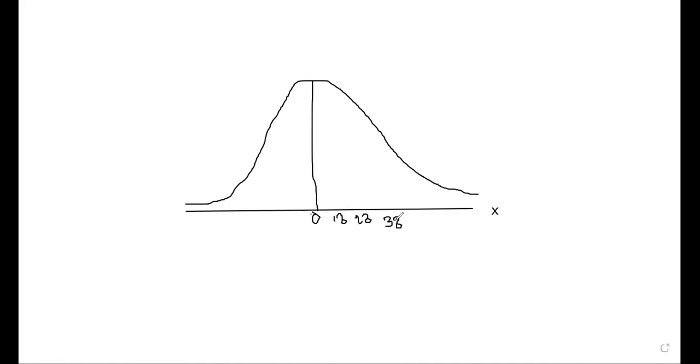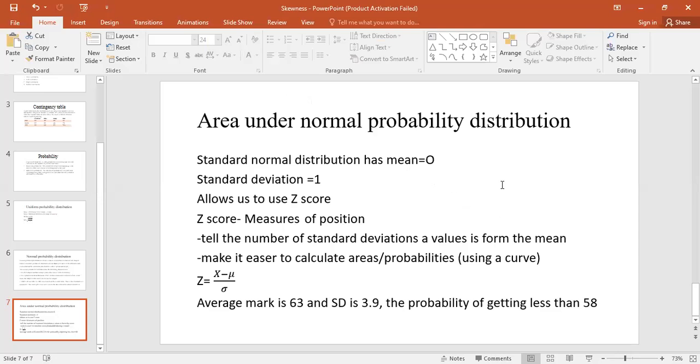When we subtract standard deviations from the mean value, we get minus 1 standard deviation, minus 2 standard deviations, minus 3 standard deviations. That will be subtracted from the mean value. So that will help us find our z-score.